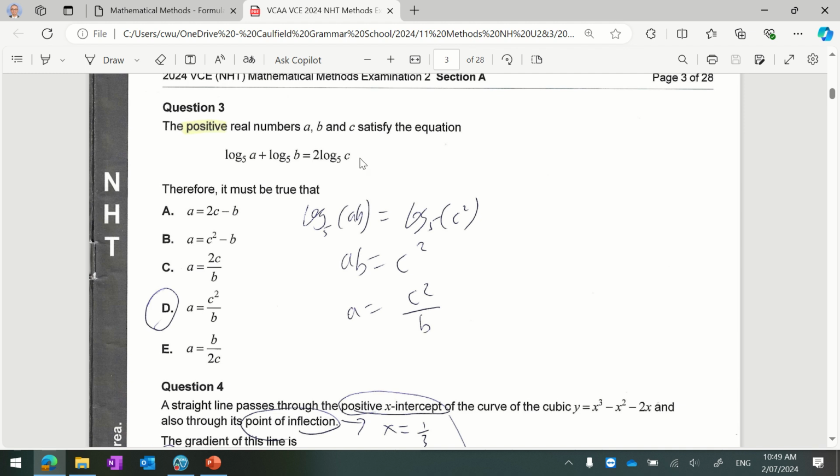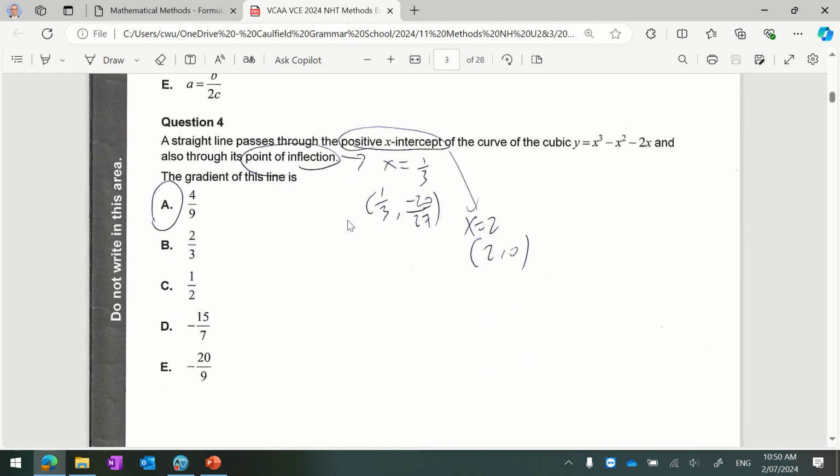So A times B inside the log. And 2 is really a power, so C to the power of 2. From this point onward, you can get rid of the log because log is a one-to-one function. If 2 logs are equal and they have the same base, then the brackets are equal. So AB is equal to C squared. All the answers are really trying to rearrange the equation such that A is the subject. So I rearrange to make A the subject, and the answer is D.